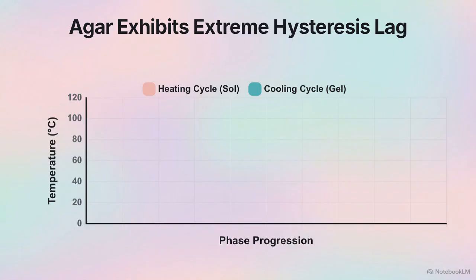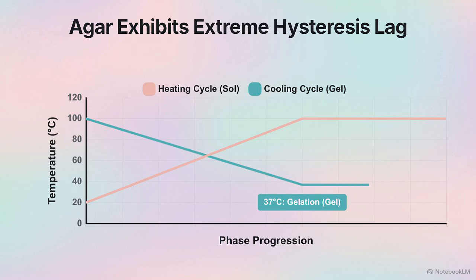This dual line graph illustrates hysteresis in agar, an extreme temperature lag in physical properties. It requires a 100 degrees Celsius liquefaction point to melt into a sol, but the temperature must plummet to 37 degrees Celsius to achieve its gelation point.